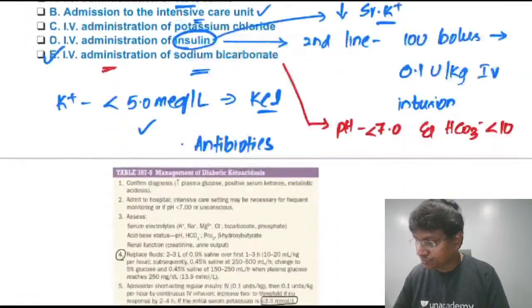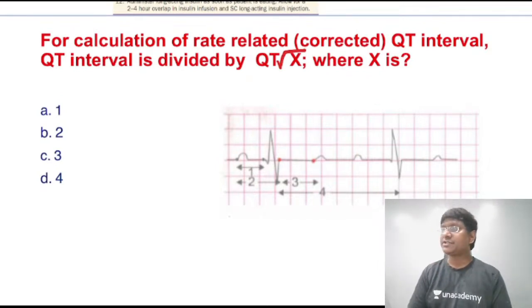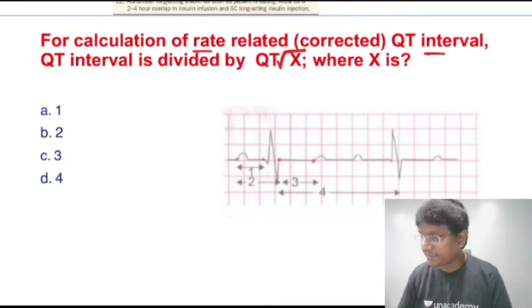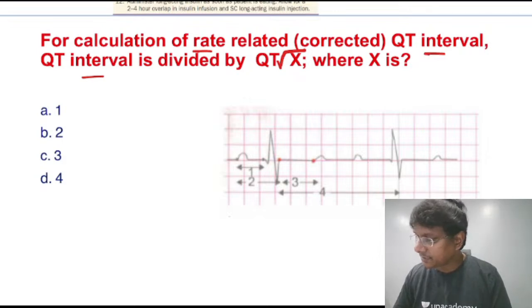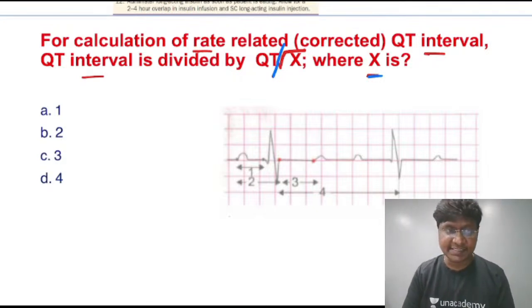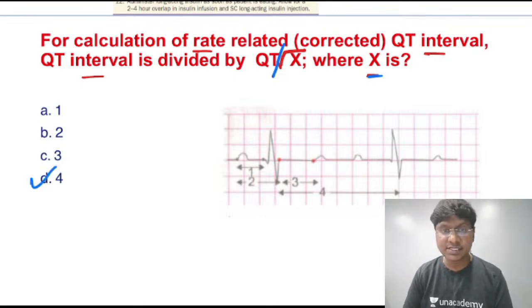Okay, so now we'll move on to the next. This is one of the image based questions. So the question is, for calculation of rate related QT interval, QT is divided by root of X, right? So this is the formula. QT is divided by root of X. Now, what exactly is this X? Very good. So this particular X is 4.